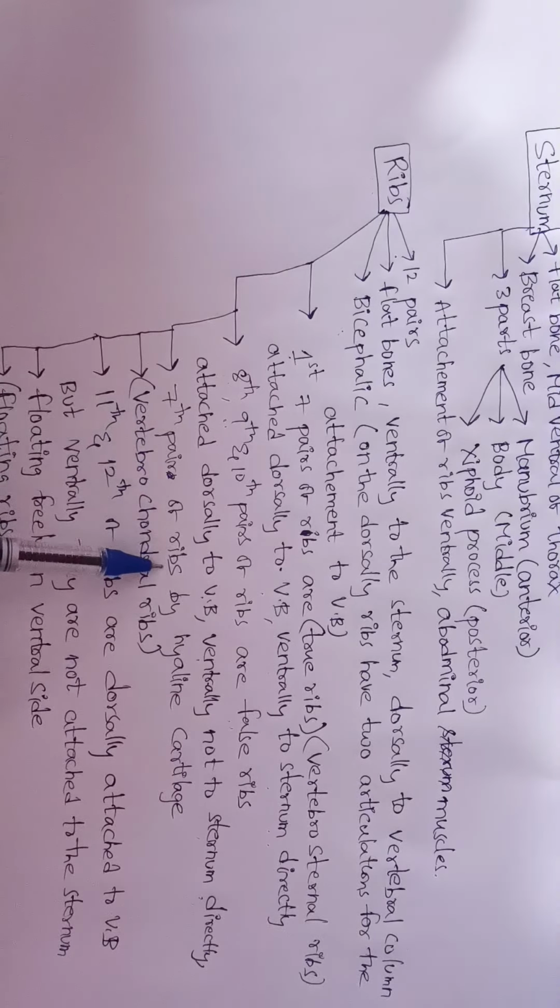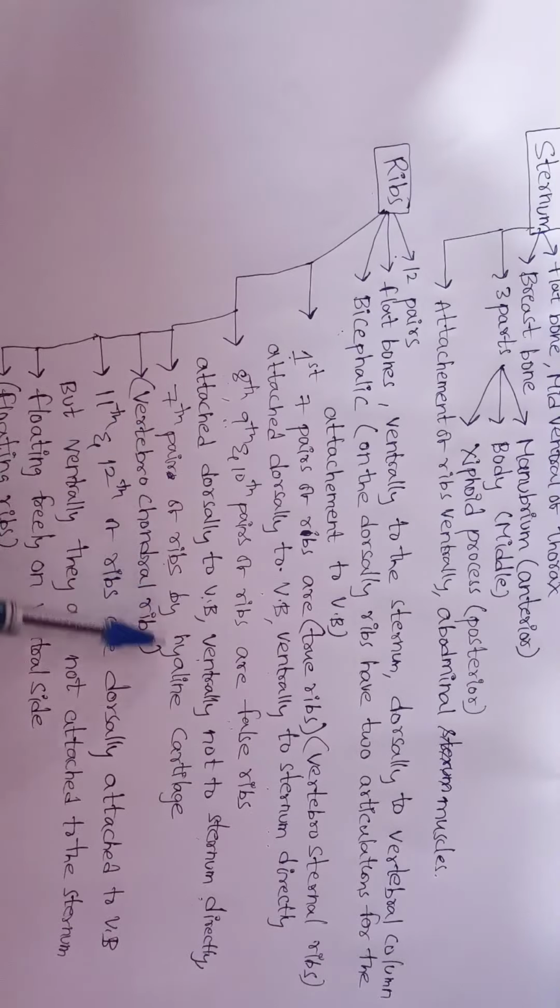These 8th, 9th and 10th pairs of ribs are attached to the 7th pair of ribs by hyaline cartilage. Hence these are also called vertebrochondral ribs. Vertebro means vertebral column, chondral means cartilage, that is hyaline cartilage.